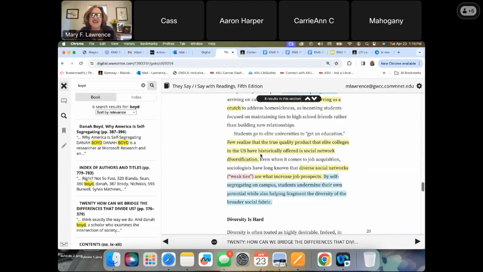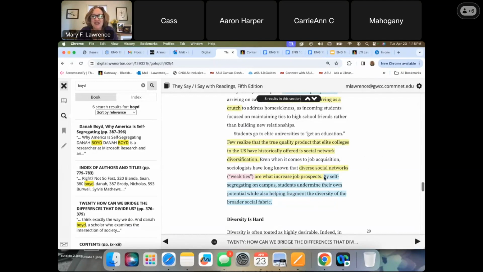This author is saying the benefit of college is that idea of social network diversification, and that diverse social networks are what increase job prospects. So if you're able to communicate effectively with people who are different from you and have different perspectives, then ideally, hopefully, you're going to be a better candidate for a job and probably be more successful in a job.